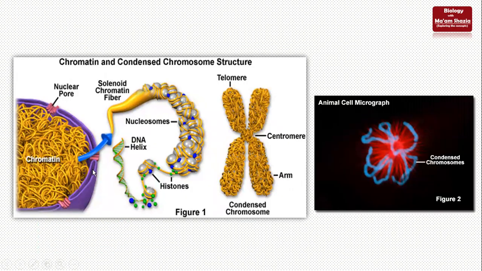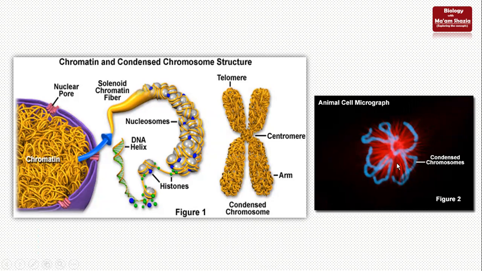So this is how chromatin is found present inside the nucleus. They are in a highly thread-like structure, and these are the nuclear pores you can see. So they can take out one thread of a chromatin. They are basically in this form. They get coiled on each other, and this condition we find in chromosomes. Right. This is an animal cell micrograph.